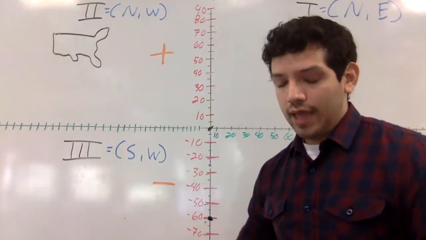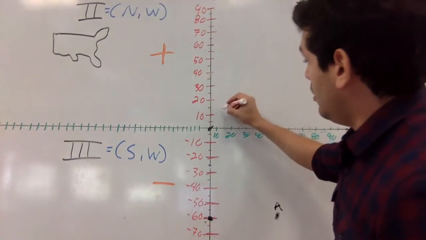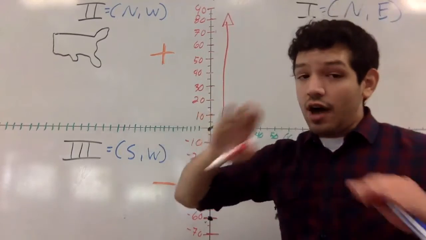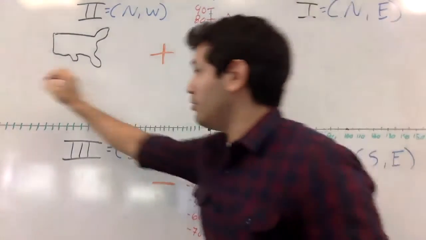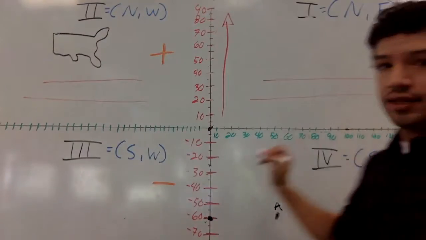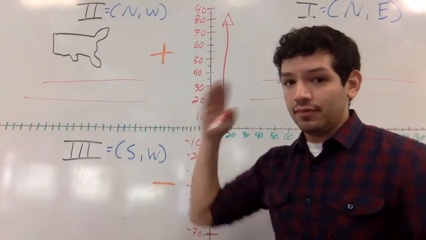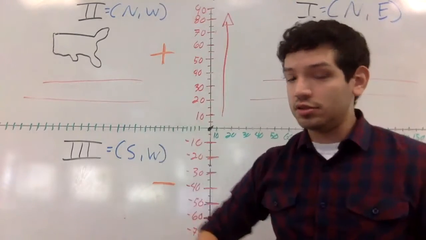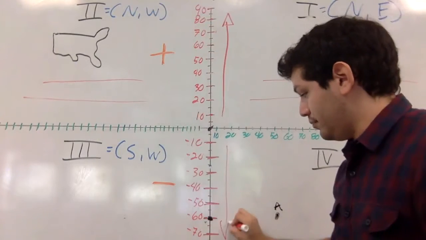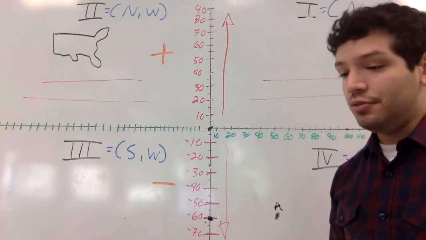A reminder about latitude lines is that latitude lines are the lines that go sideways. But because they go sideways, the numbers are the ones that go up or down. Never confuse the numbers.